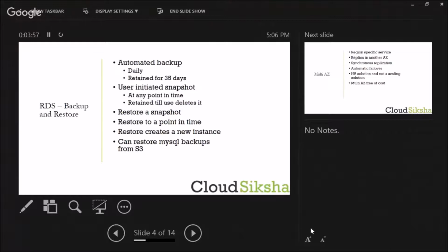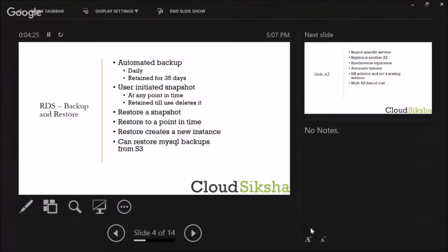In the case of automated backup, you can ask for a retention period, and the retention period can be up to 35 days, starting from 1 day. If you say 0 days retention period, it basically means you don't want a backup. If you don't have a backup, you cannot obviously restore if there is any problem with your database.